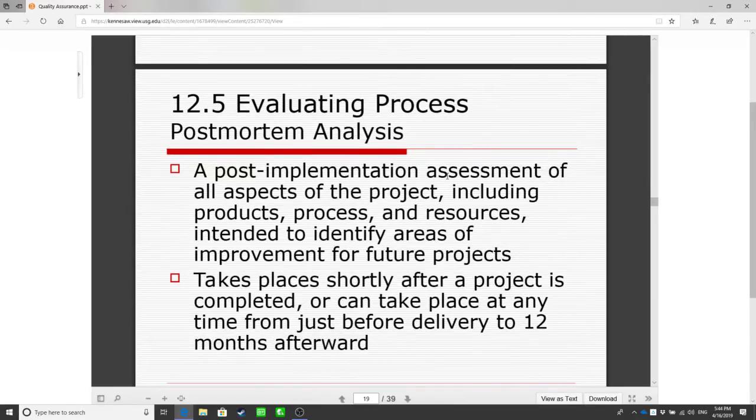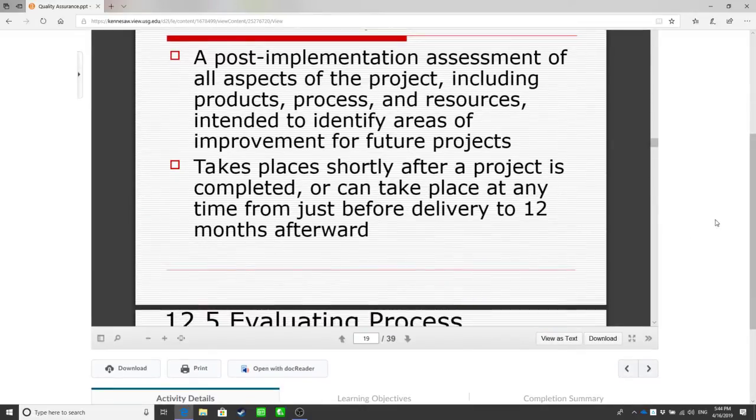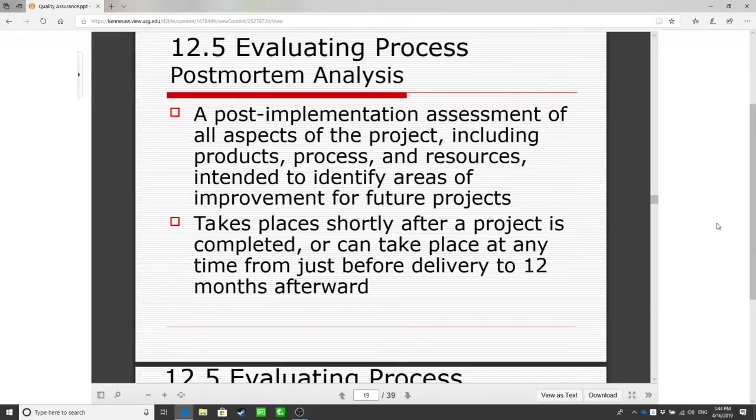How about evaluating the process, the process where you conduct your development activity in the team? We have some tools defined to help us evaluate the process. One of them is called post-mortem analysis. It's a post-implementation assessment of all aspects of the project, including the products, process, and resources.